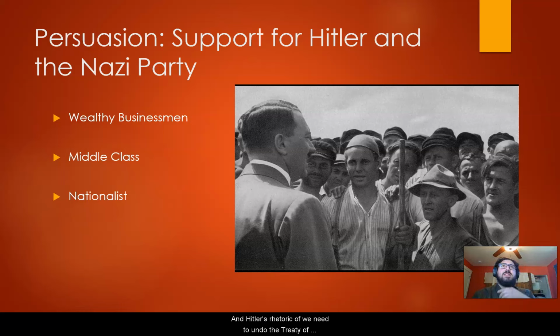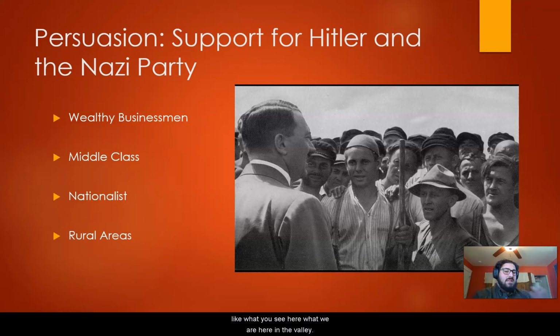And Hitler's rhetoric of, we need to undo the Treaty of Versailles, we need to undo all of these damages that other countries are putting onto us, was exactly what they wanted to hear. And the last was the rural areas.